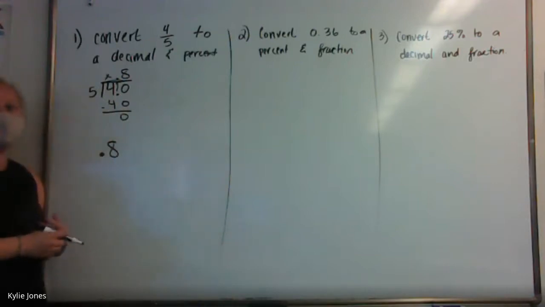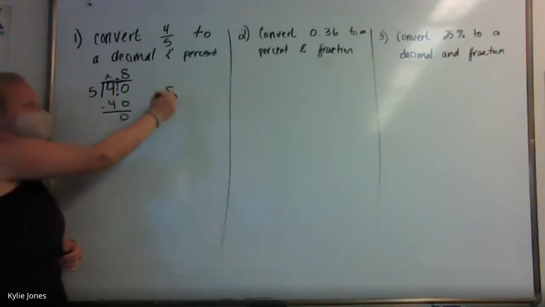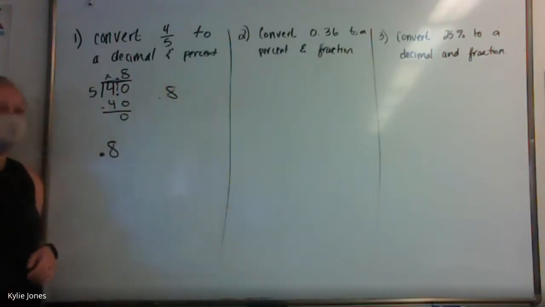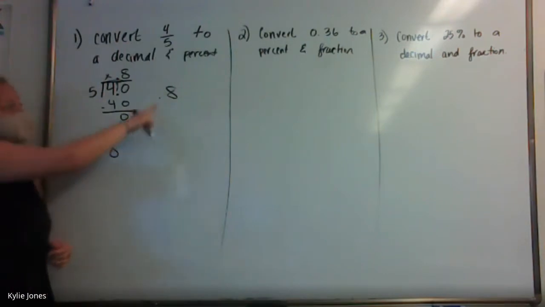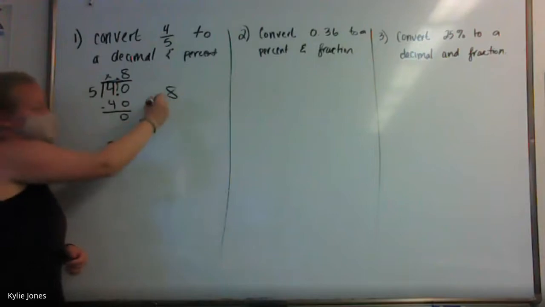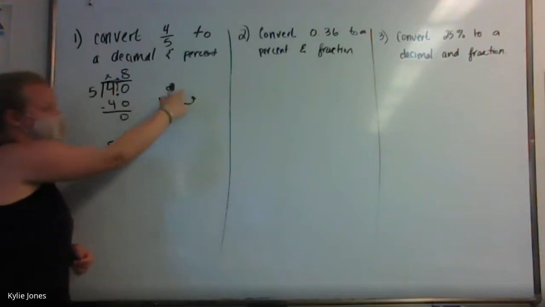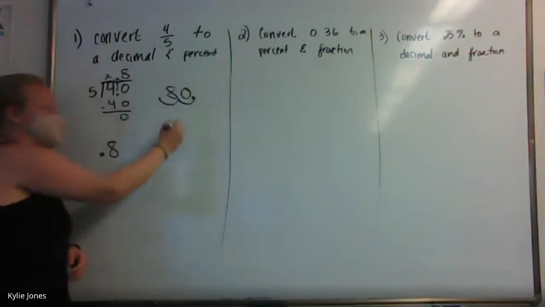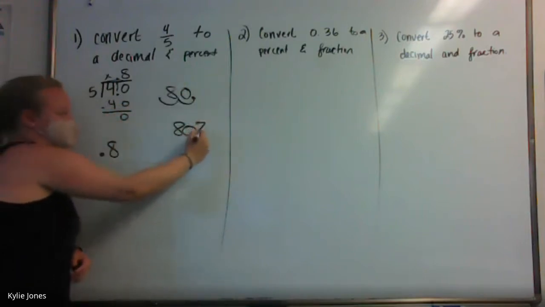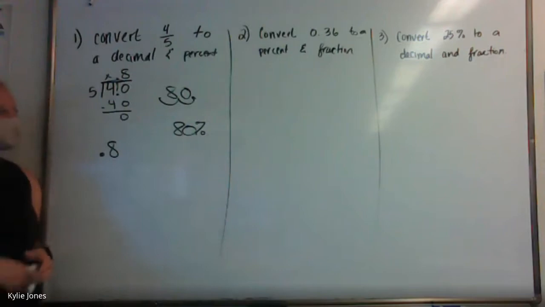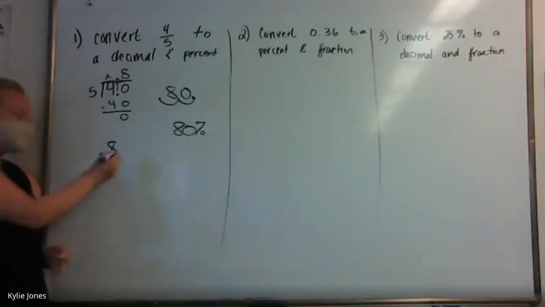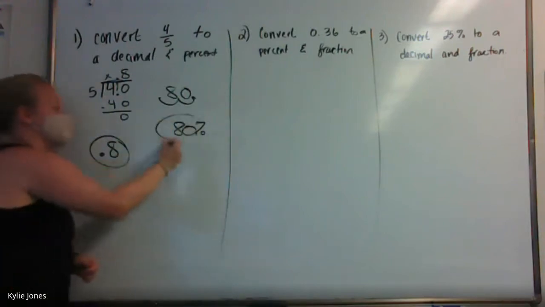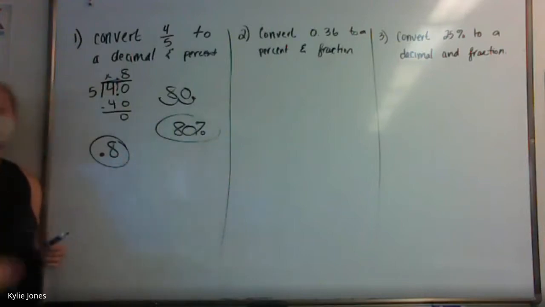8 tenths, right? How do I take this decimal, 0.8, and make it a percent? Move the decimal to the right twice. So we go 1, 2. I have this missing number though. What do I have to put here? A placeholder 0 to get 80%. Good. So our decimal is 0.8 and our percent is 80%.